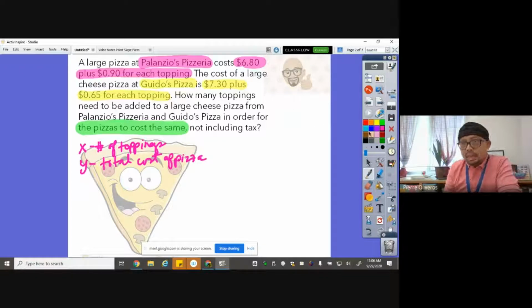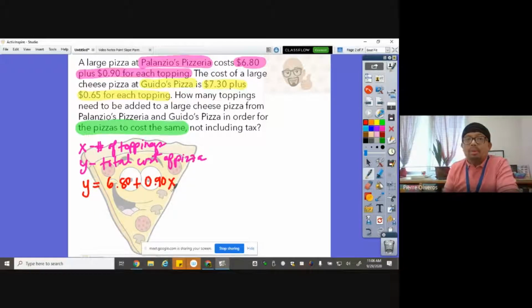Okay, let's understand Palanzio's. The cost of the Palanzio's pizza will be $6.80 plus 0.90 cents for each topping. So I put the X there.